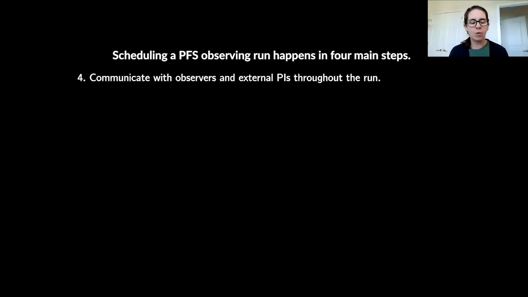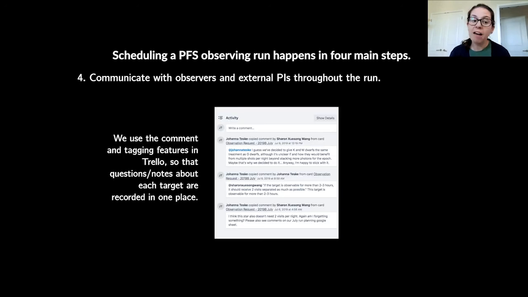Okay. So we keep open communication throughout each observing run between the people at the telescope and the PIs who might be at their home institutions. We make heavy use of the comment and tagging features in Trello if we have specific but not super urgent questions for the individual PIs about their targets. So this keeps questions and notes for a given target organized and searchable all in one place, which really helps our efficiency in creating these observations.